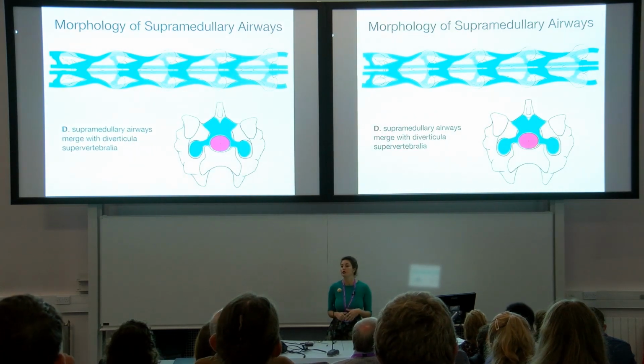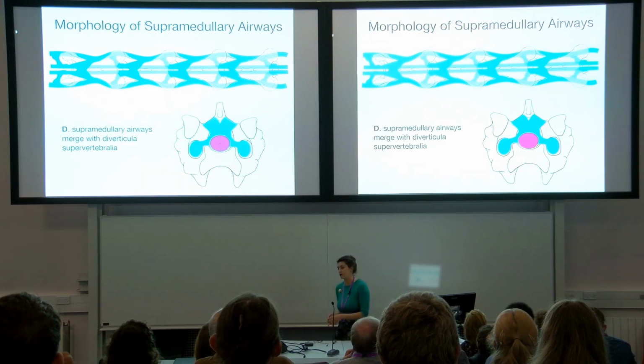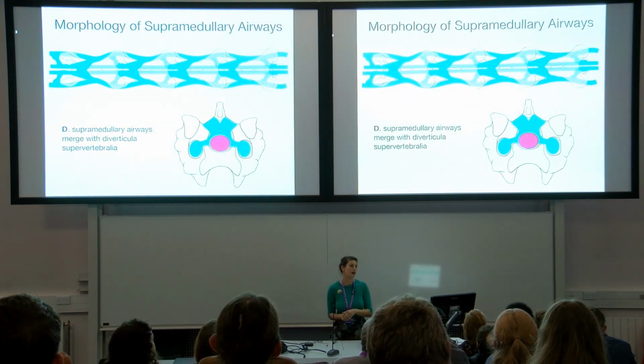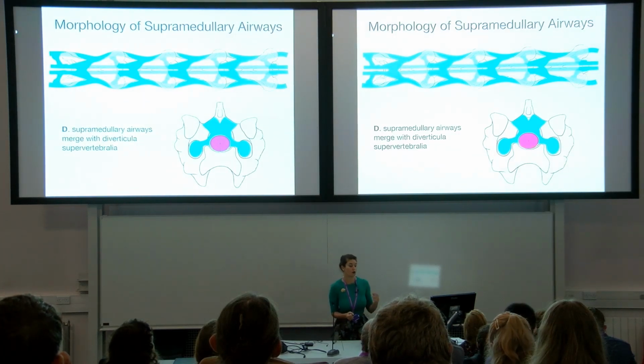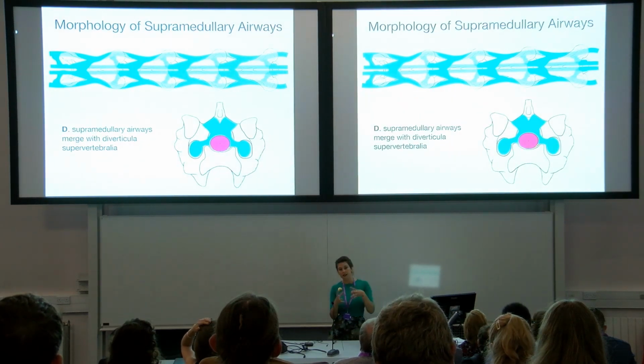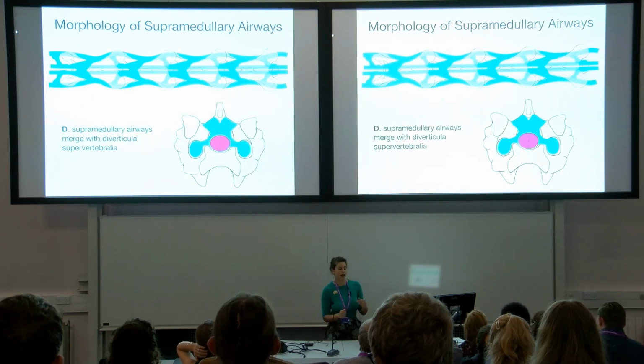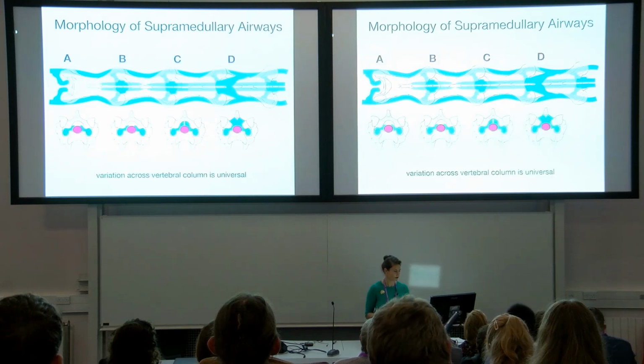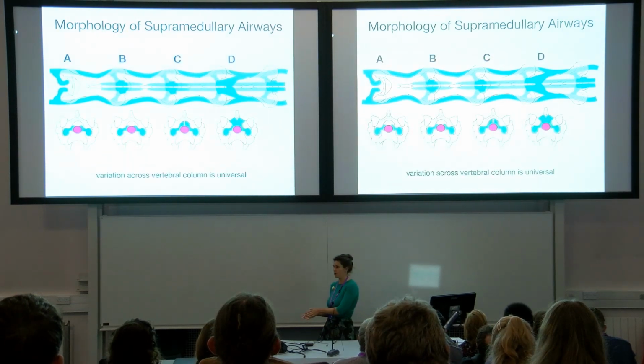And the final, most elaborate morphology we observed was where there were continuous tubes through several consecutive vertebrae, and then these supramedullary diverticula were also connected with the supravertebral diverticula on top of the vertebral body. So it's just this elaborate anastomosing network of diverticula both around the outside and inside of the vertebrae. So here's a summary of all 4 of those morphologies.